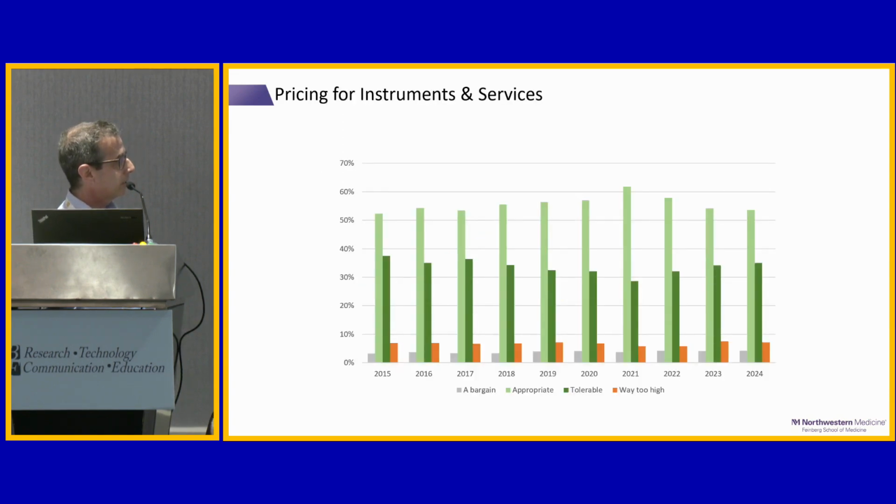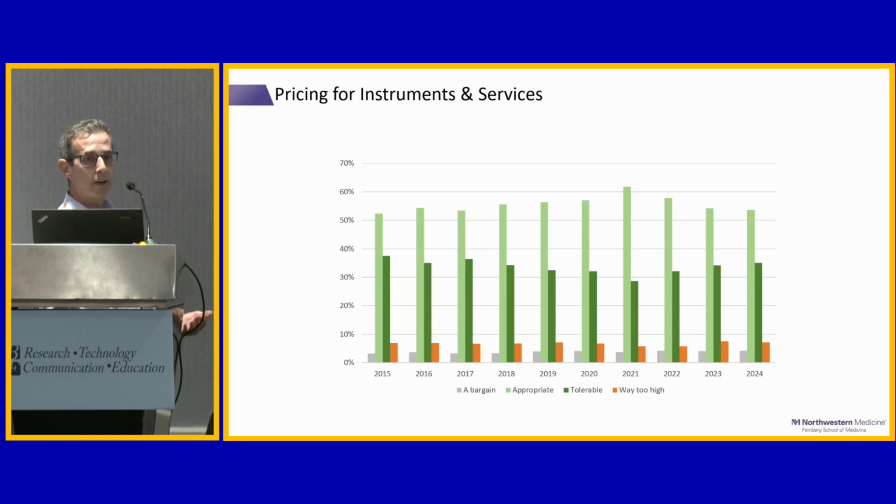Pricing is kind of interesting. These are the 4 categories. We ask people, is it a bargain, which we don't really want it to be, right? We're not giving away services. Is it expensive? Is it way too high? That's not good because then people can't use the core facility. Is it appropriate or is it tolerable? You can see that less than 10% of people combined say that the services are either a bargain, which they'll never admit to anyway, or way too high, which they'd be happy to tell you. So I'm glad to see that that number is not too high. More than half, between 50 and 60% of people, think that the rates are appropriate, and another 30 or 35% think that they're tolerable. And this really hasn't changed much over time.